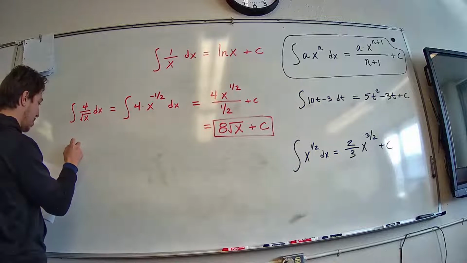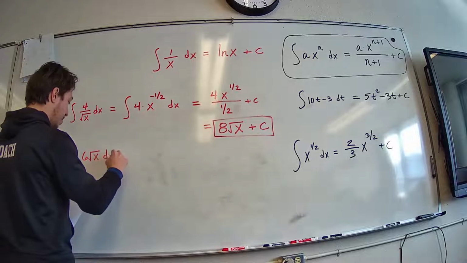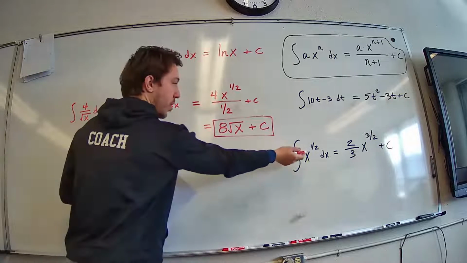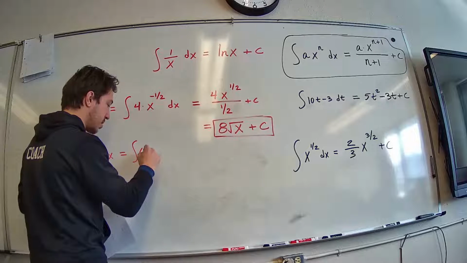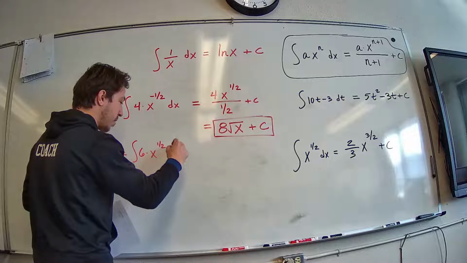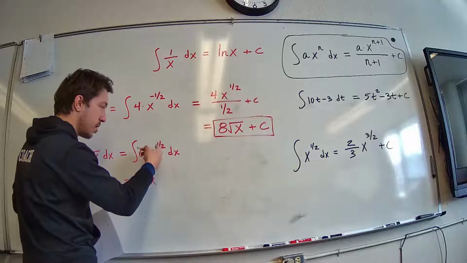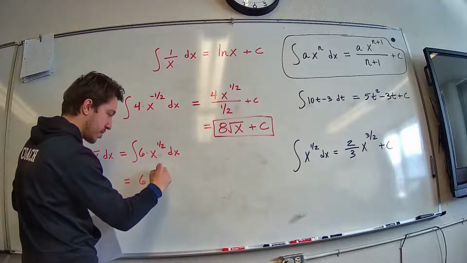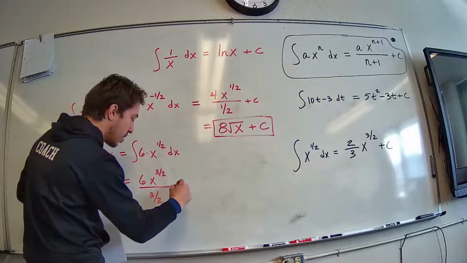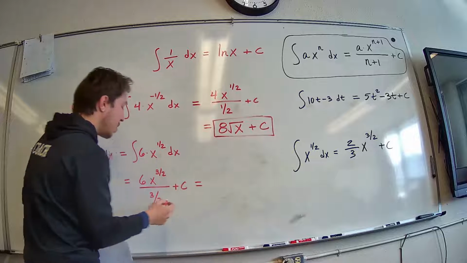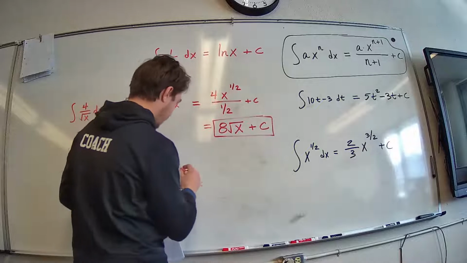Let's do B. Hopefully it won't be too challenging since Rafe just told us this one. Same idea though. Let's say, all right, well, 6 times x to the 1/2 power. We are going to be adding 1 to the exponent, 3 halves, and then you divide by that new exponent. So 6 divided by 3 halves. What is that? 4.